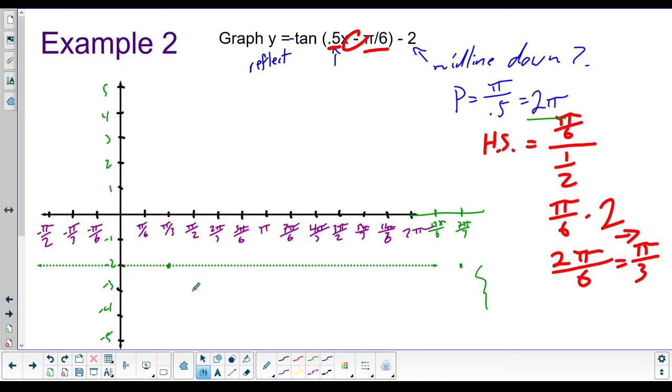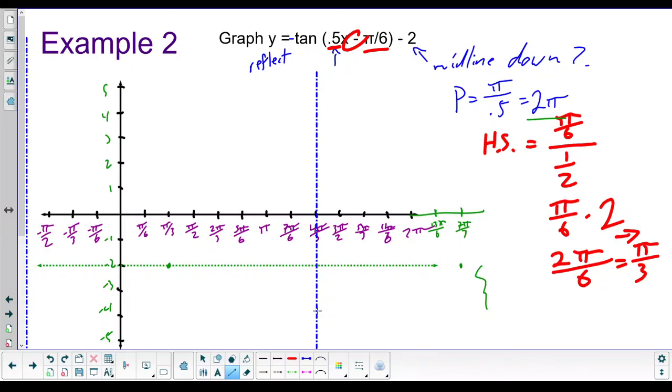Halfway through our period is going to give us a vertical asymptote. Half of 2 pi is pi, and pi is 6 tick marks. So we're going to go right 6: 1, 2, 3, 4, 5, 6. Vertical asymptote. Likewise, we can go left 6 from here to get our other vertical asymptote: 1, 2, 3, 4, 5, and then maybe one more. So vertical asymptote right near the edge.